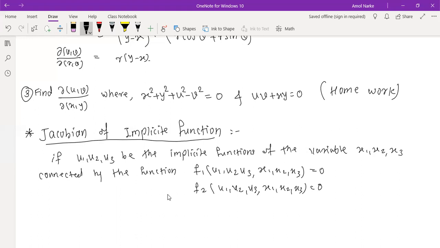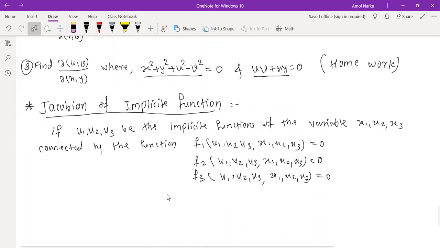You just consider this is the example of 2 by 2. See, u and v and x, y are the implicit functions. They are connected by the functions. So this is my f1 and this is my f2. Like that, here I am giving the remark for three variables. We have three variables: x1, x2, x3, and u1, u2, u3. Suppose you have, so how to find the Jacobian? That is important.